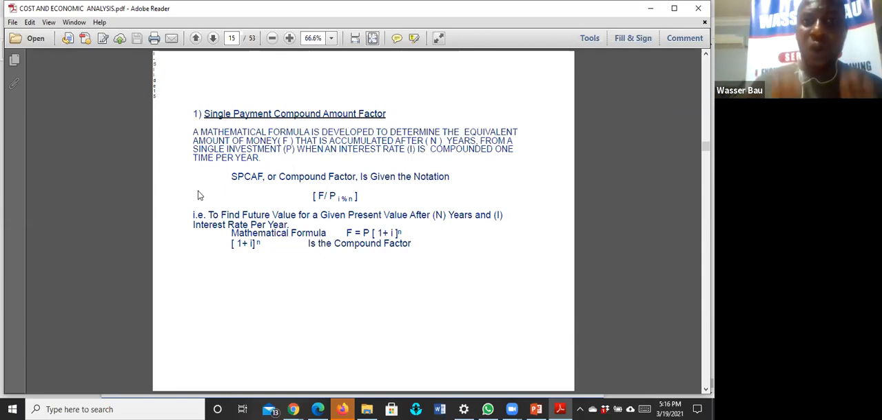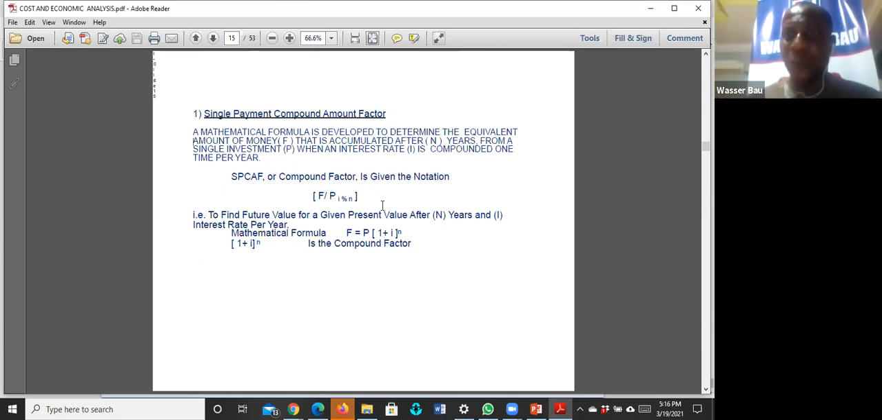The first one is called single payment compound factor, and this is the mathematical representation. Please don't worry yourself about the mathematical formula because there's a table, just like we had those tables we used in secondary school, the logbook and all those things. Even those of you that are engineers know that we make use of tables a lot in our design. So this is called SPCAF, single payment compound factor.